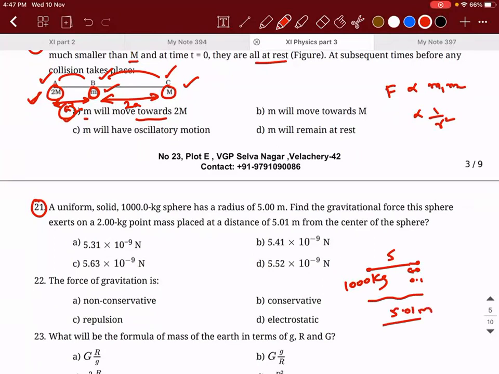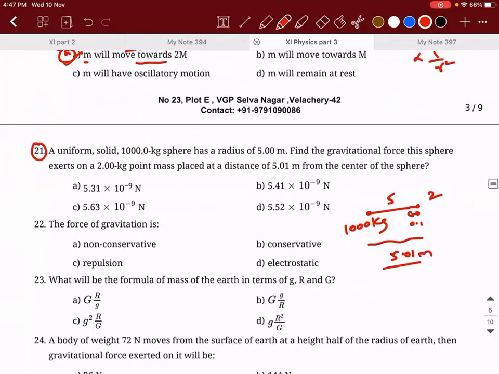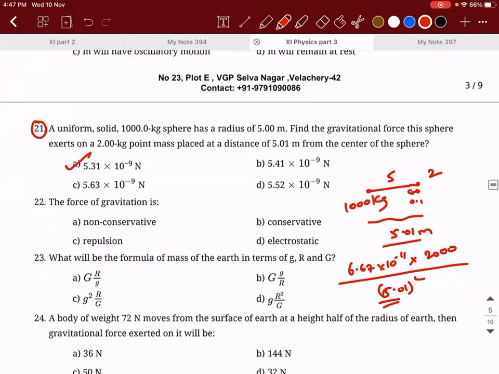Okay. So how to find the gravitational force? This is a simple problem actually. 6.67 into 10 power minus 11 into the product of the masses, 2000, divided by 5.01 the whole square. That's it. What will be the answer? It is given as 5.31 into 10 power minus 9.